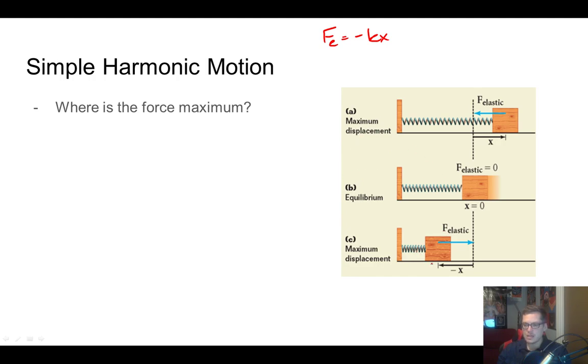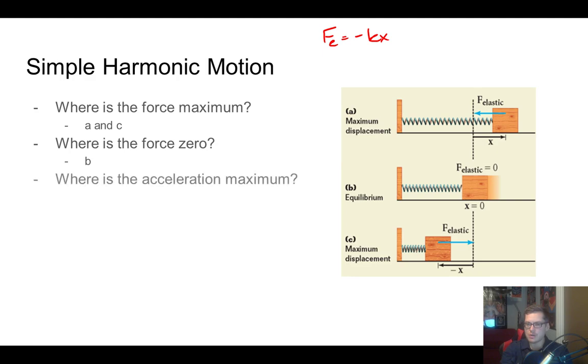At a and c, the x values are the same, but they're opposite in direction. One's x and the other one's negative x. So they're the same but in opposite directions. Therefore, a and c is when our force is going to be maximum, both of these values right here. And it says, where is the force 0? Well, the force is 0 when our x is equal to 0, so that has to be at the equilibrium position.